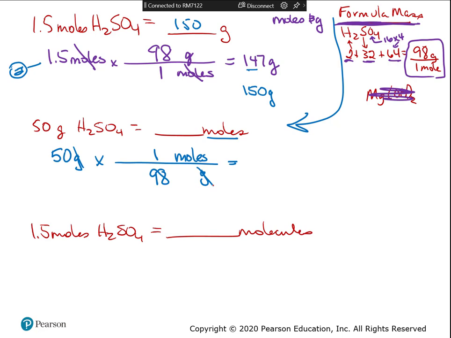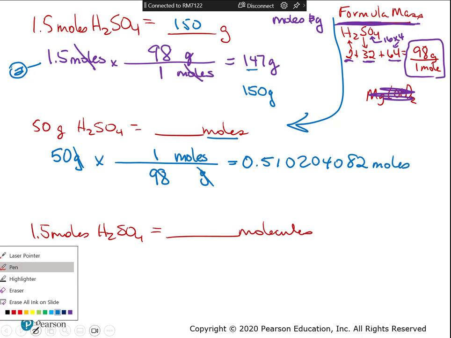So 50 divided by 98. I got 0.510204082. Did everybody get that? That's a lot of exactness. So I take 50 divided by 98 because 98's in the denominator. I get 0.51020482. Last thing I got to do, I can't keep all of those.